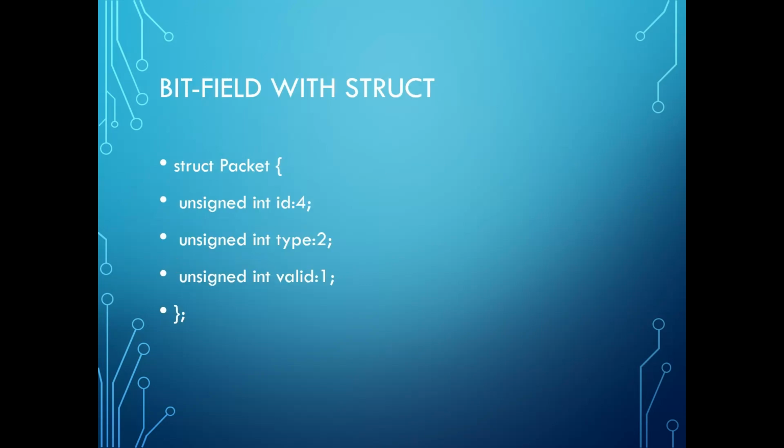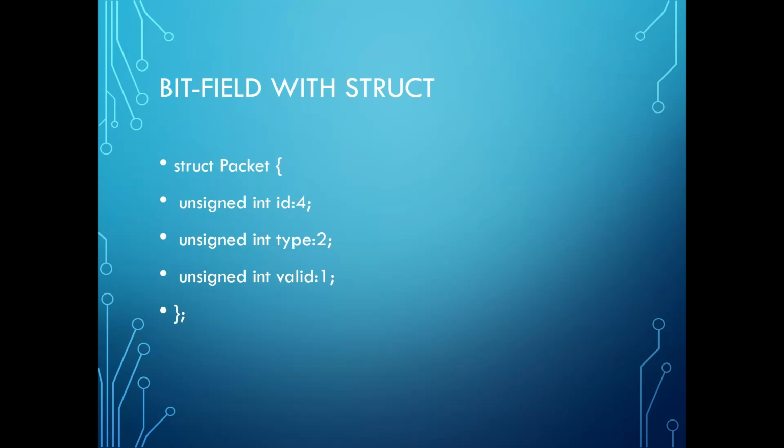So there is one bit field example given there. Now, ID can hold values 0 to 15, needs 4 bits. Type can hold values 0 to 3, needs 2 bits. Valid is just 1 bit. Sorry, my word. Valid is just 1 bit. This is used a lot in network protocols and IoT sensor packets.